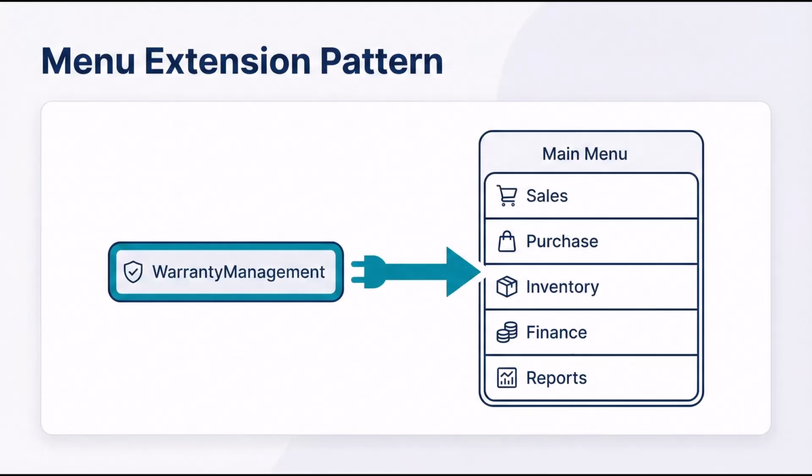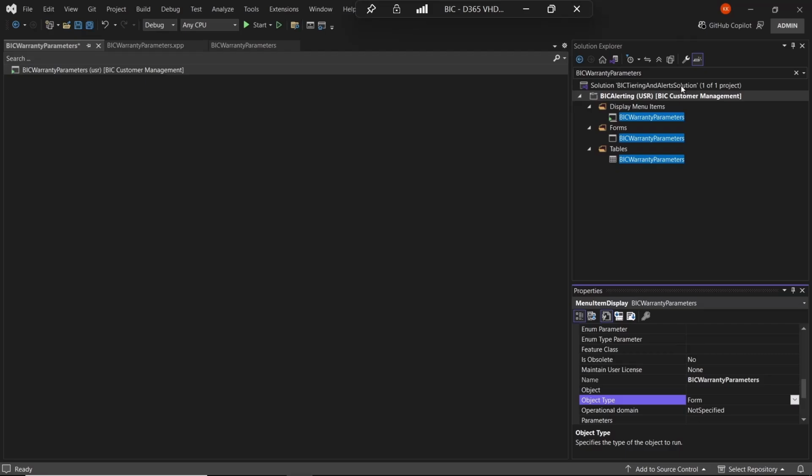So the plan is, first, we create the menu object itself. Then to make it visible in the main navigation bar, we'll extend the system's main menu and plug our new menu into it. Alright, we are back in the Visual Studio.